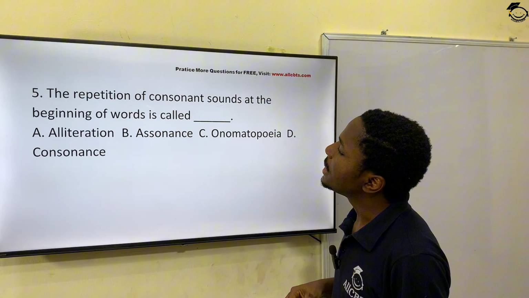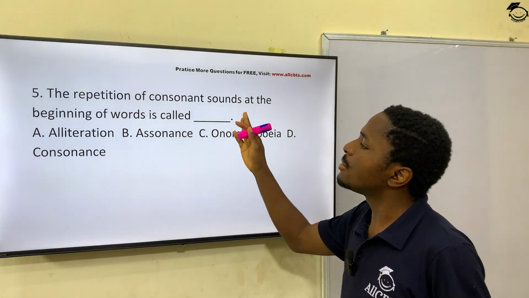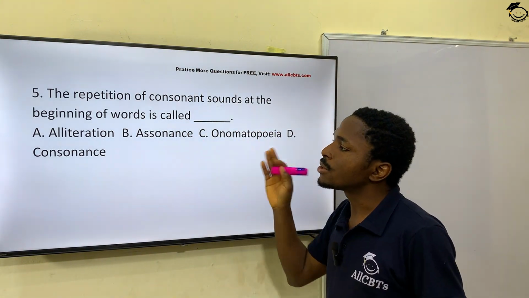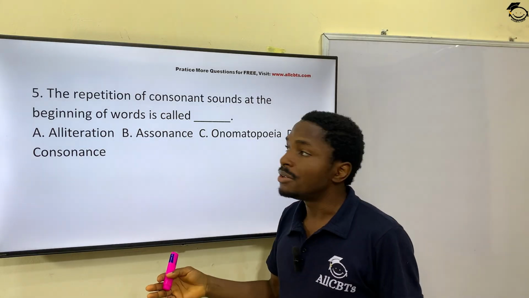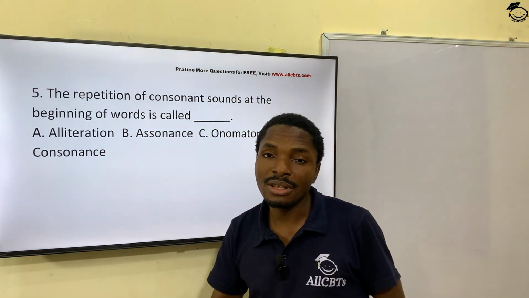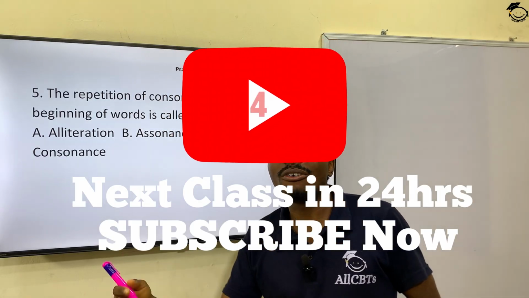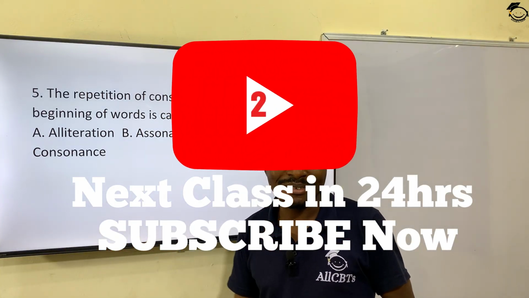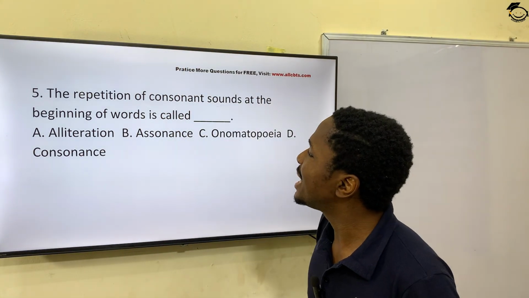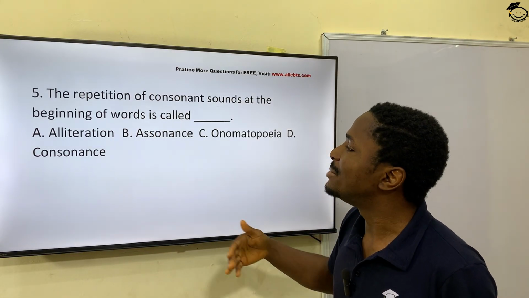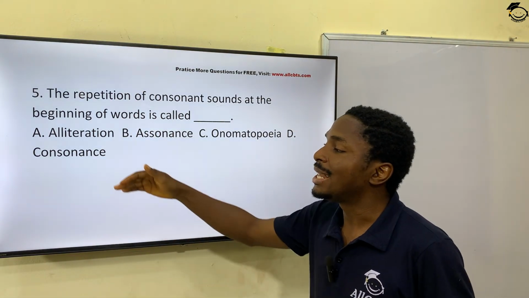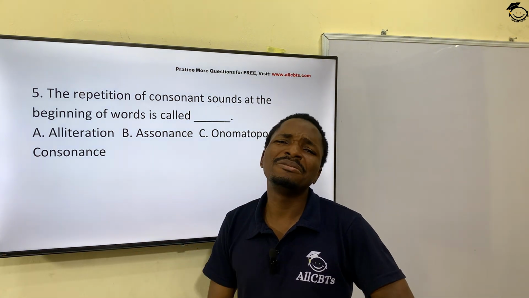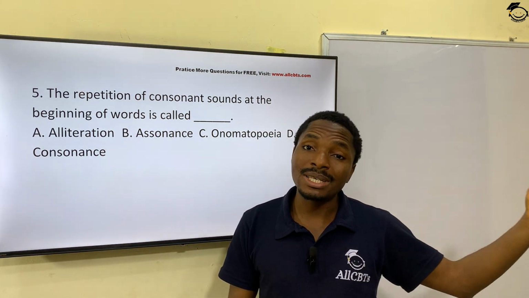Question 5. The repetition of consonant sounds at the beginning of words is called dash. Repetition of consonant sounds, like the piper picked a peck of pickled pepper. You must have had something like that. So that's a repetition of consonant sound at the beginning of a word. It's called an alliteration.